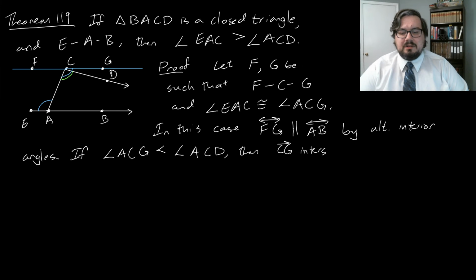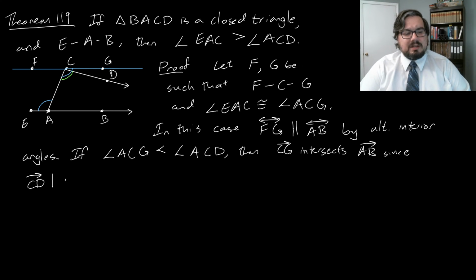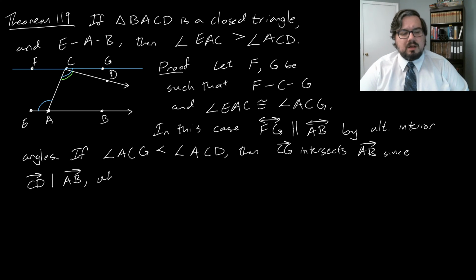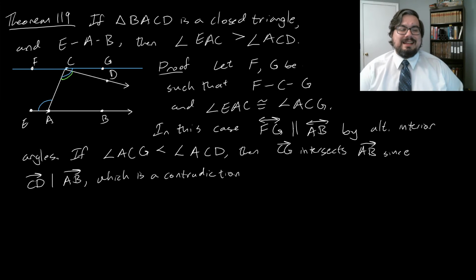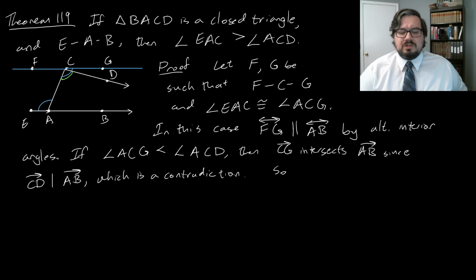intersects the ray AB, since the ray CD is critically parallel to the ray AB, which is a contradiction, because we've just shown that the line FG is parallel to the line AB. So that tells us that the angle ACG is greater than or congruent to the angle ACD.